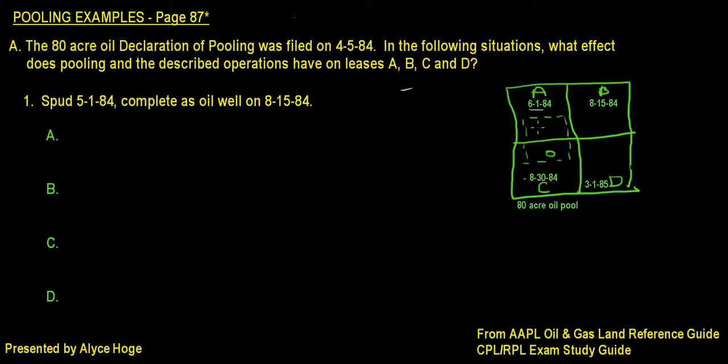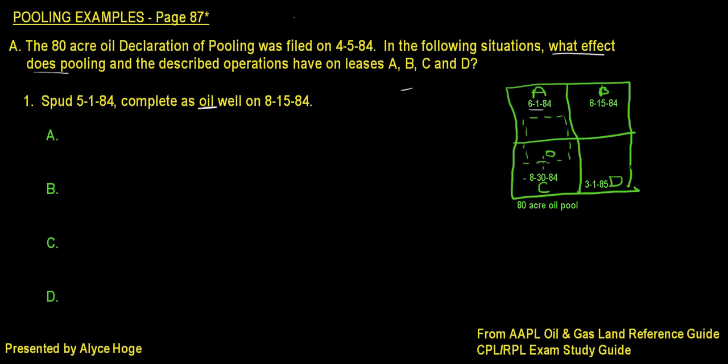Our oil unit covers 80 acres, in part 40 acres of A and 40 acres of C. And the question is, let's say the spud was 5/1/84, so drilling started on May 1st, 1984, and it was completed as an oil well on August 15th, 1984. What effect does pooling have on these operations on leases A, B, C, and D?